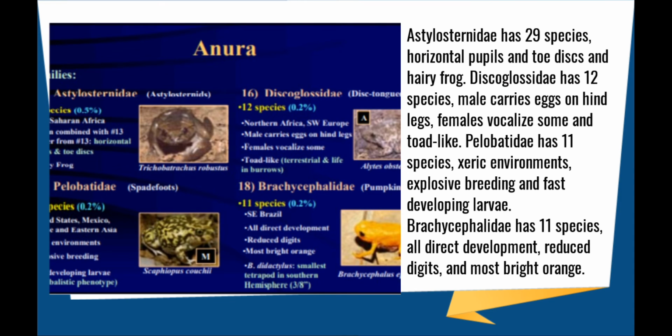The Astylosternidae has 29 species and they have horizontal pupils and toe discs, and the hairy frog. The Discoglossidae has 12 species, and the males carry eggs on hind legs while the females vocalize some, and they are toad-like. The Pelodytidae has 11 species, and they have xeric environments, explosive breeding and fast developing larvae, while the Brachycephalidae has 11 species and all have direct development, reduced digits, and most are bright orange.